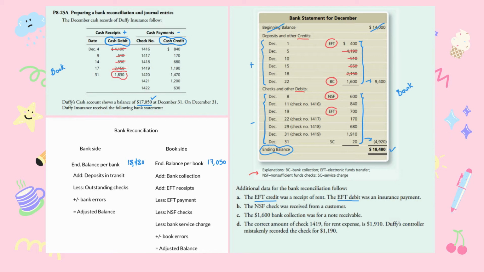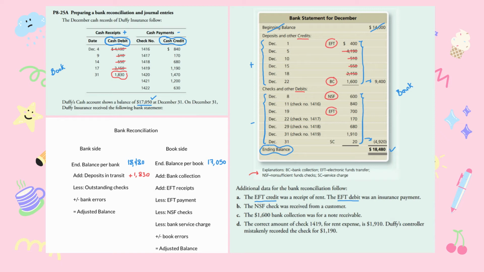1,830, it's recorded in the book, not recorded in the bank, so we need to record it in the bank. What do we call this one? It's deposit in transit, so it's plus in the bank, 1,830. This is deposit in transit. It's recorded in the book, but it's not recorded in the bank, so I need to add it to the bank balance.